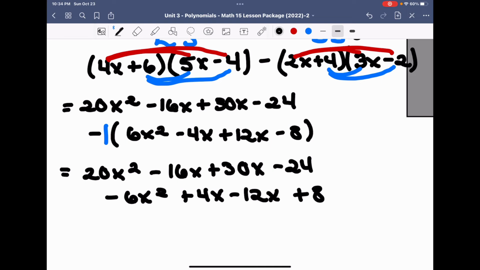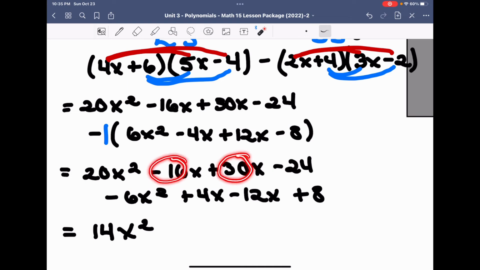Now I want to put together all the common terms here. So with this one, I have 20x squared, and I have negative 6x squared. Therefore, my total x squareds is equal to 14x squared. If I look at my x terms, I have negative 16 plus a 30. That's equal to 14. I then have 14 plus a 4, which is 18. And then 18 minus a 12 will give me positive 6. So we have a positive 6x.